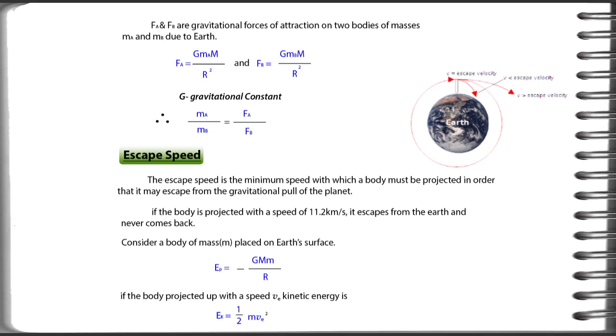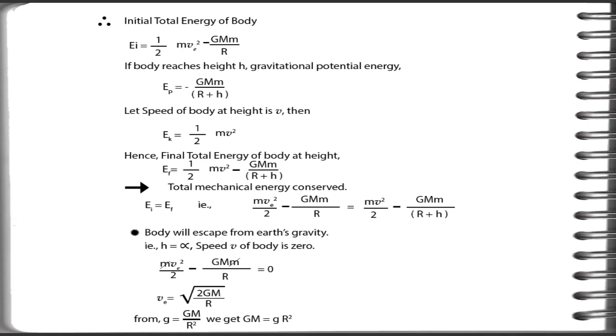If the body is projected up with a speed ve, kinetic energy is Ek equal to half m ve square. Therefore, the initial total energy of the body Ei equal to half m ve square minus GMm by r. If the body reaches height h, gravitational potential energy Ep equal to minus GMm by r plus h. Let the speed of the body at height h be v, then Ek equal to half m v square. Hence, the final total energy of the body at height, Ef equal to half m v square minus GMm by r plus h.